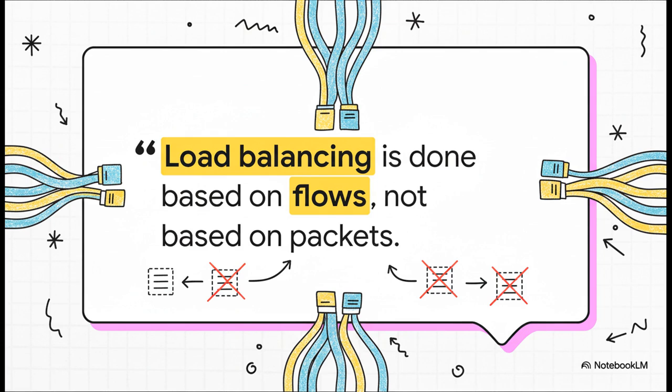Instead, it balances based on something called flows. A flow is basically one conversation. So think of it like your entire download of a big file from a website. All the packets for that one download will stick together and go down the same physical cable. That's how it makes sure everything arrives in the right order.